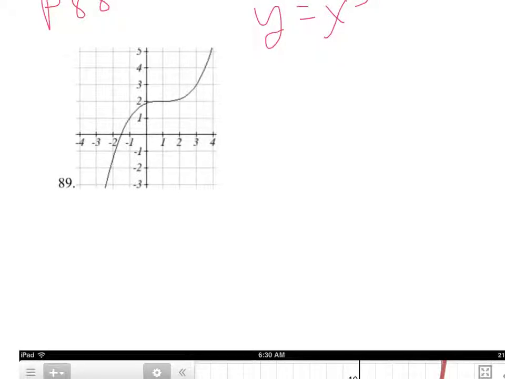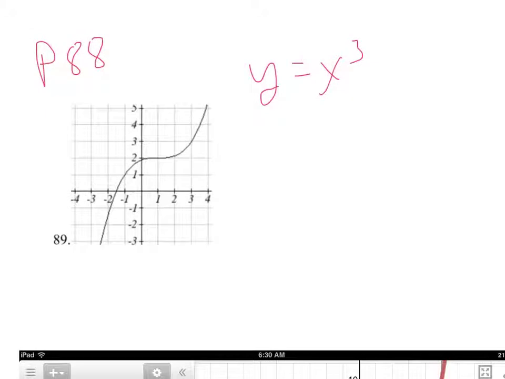This is from page 88 in the textbook, and it's just like those problems in my math lab. So let's walk through some of these. What I'm seeing looks like the y equals x cubed function. Looks like the cubic function, and it looks like it's been shifted.